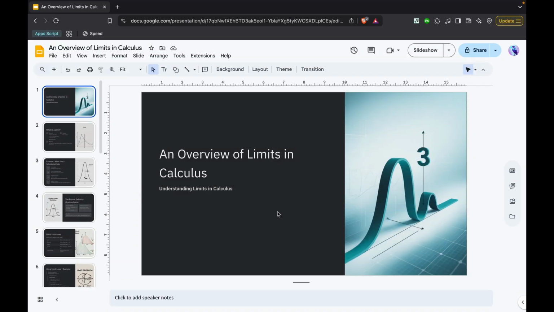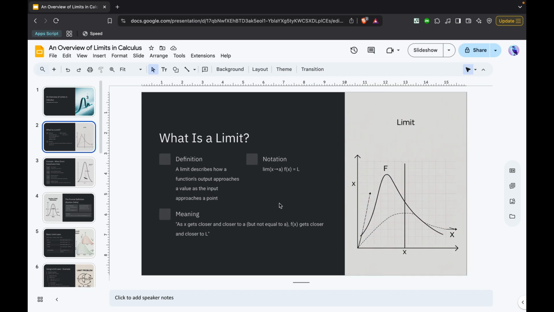Today we will be talking about an overview of limits in calculus, which is going to be the bulk of the Intro to Calculus series. We will be covering many of the topics in this video in more detail in the following videos, but this is just to give you a basic understanding. Now, we need to understand what a limit is exactly.